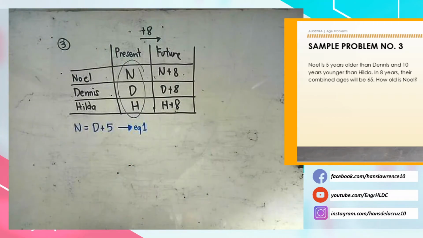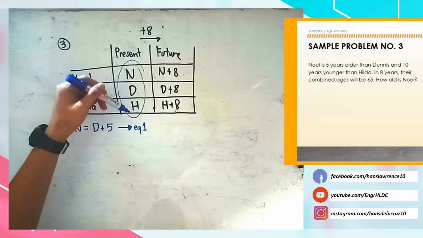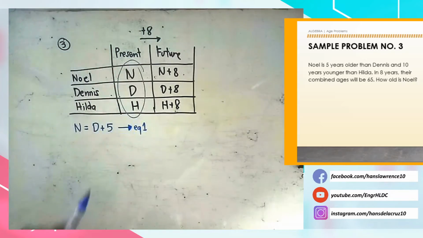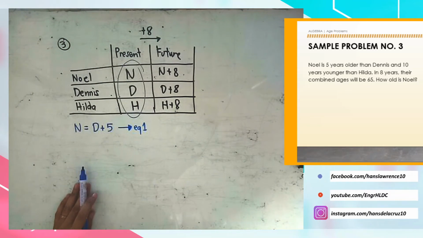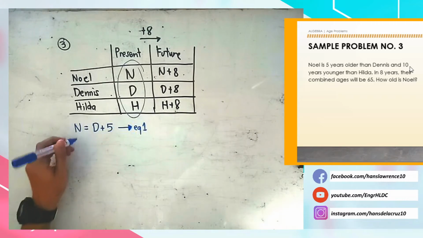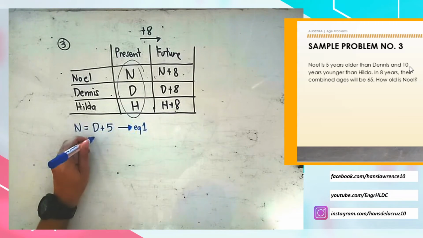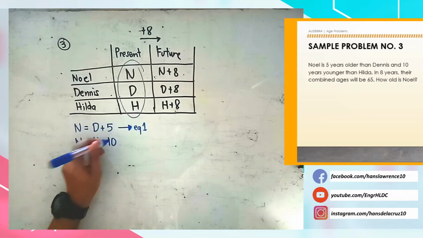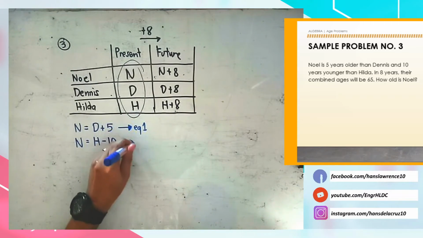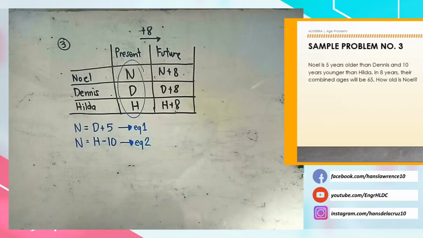Equation 1. Okay, next. Take note, we have three unknowns here, so we probably need three equations, three relationships. So next, we get another relationship. It's still Noel being referred to. Noel is 10 years younger than Hilda. So he is younger than Hilda by 10 years. So Noel's age is Hilda's age minus 10. Ten years younger. So this one is our equation 2.